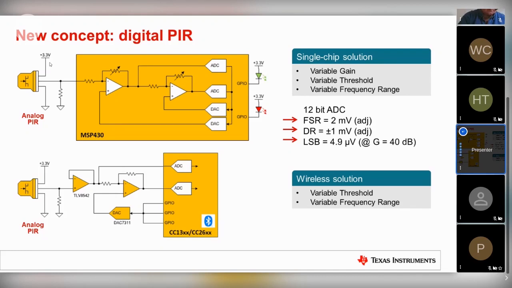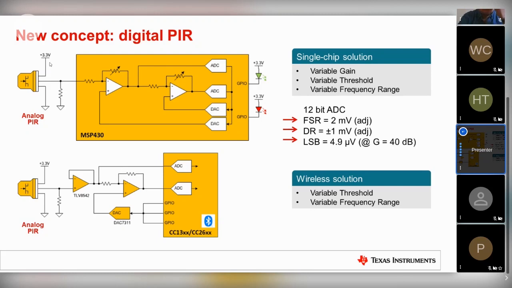What is very important about this one is that in real time, I can change the gain of the signal. I can change the threshold of my triggering point, and I can change the frequency. So it's not only that I can have a preset frequency response of the system, but I can change it in real time based on other parameters that I want.